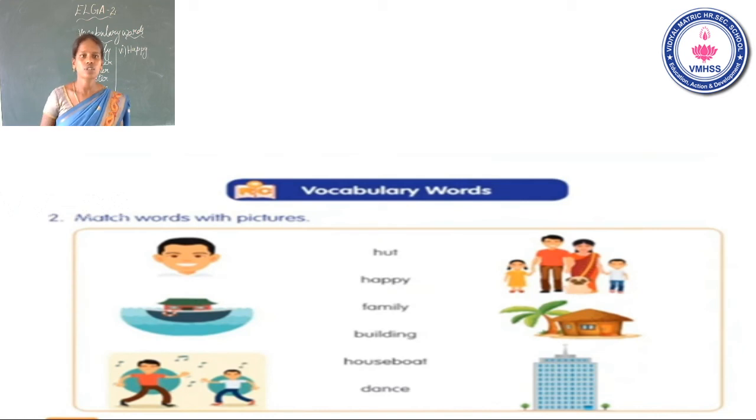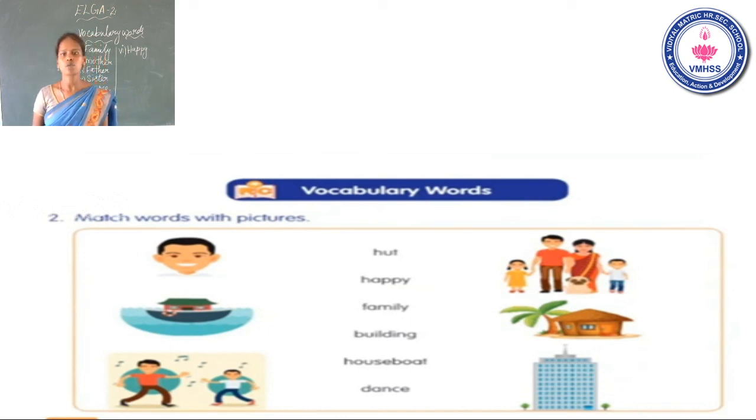Yes, this is your activity, students. Match the words with pictures. They have given many pictures. You have to match the correct word. The first one, hat. Second one happy. Third one family. Fourth one is building. Next one houseboat. Last one dance. Okay, this is your activity, students.